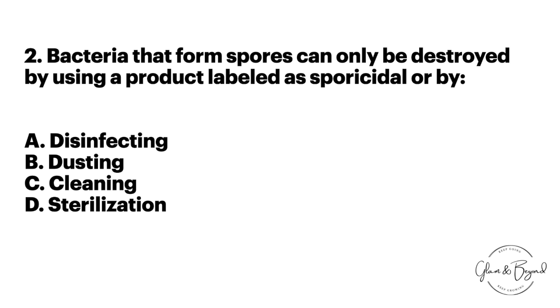Number 2. Bacteria that form spores can only be destroyed by using a product label as sporocidal or by A. Disinfecting, B. Dusting, C. Cleaning, D. Sterilization. The answer is D. Sterilization.